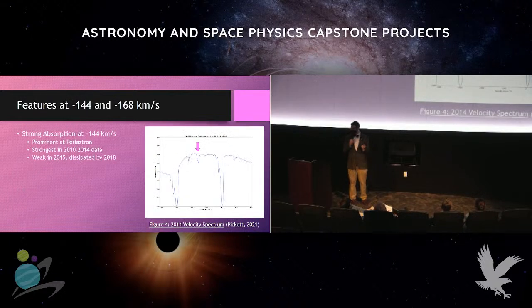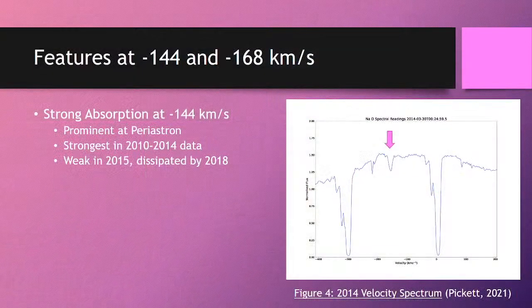So there are two features. Well, there used to be one feature, but it is moving at negative 144 kilometers per second, as well as negative 168 kilometers per second. In this plot, you can see this very deep absorption that is separate from the two main absorption lines. That absorption has been analyzed by a few other scientists, but it wasn't too well understood, but it is moving, which gives us a better understanding of what is going on.